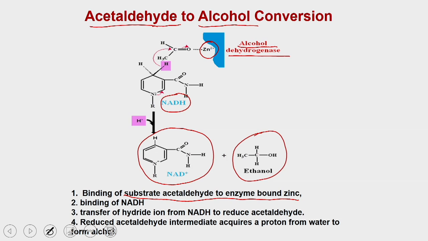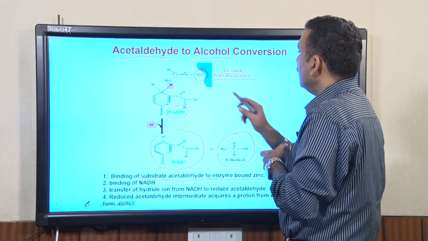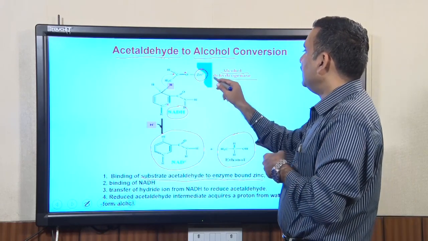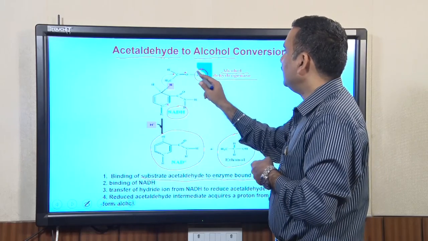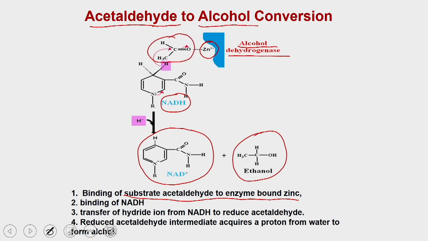So let's recap again. The reaction of acetaldehyde to alcohol is catalyzed by the enzyme called alcohol dehydrogenase, which is a zinc bound enzyme. In the first step, the active site zinc is binding the acetaldehyde and is also binding the NADH, and then there is a transfer of hydride ion from the NADH to the acetaldehyde, and that generates an intermediate. Then this intermediate is taking up the proton from the water, and with the transfer of proton it generates the alcohol as well as the NAD plus. So by doing this, pyruvate is getting converted into the alcohol.